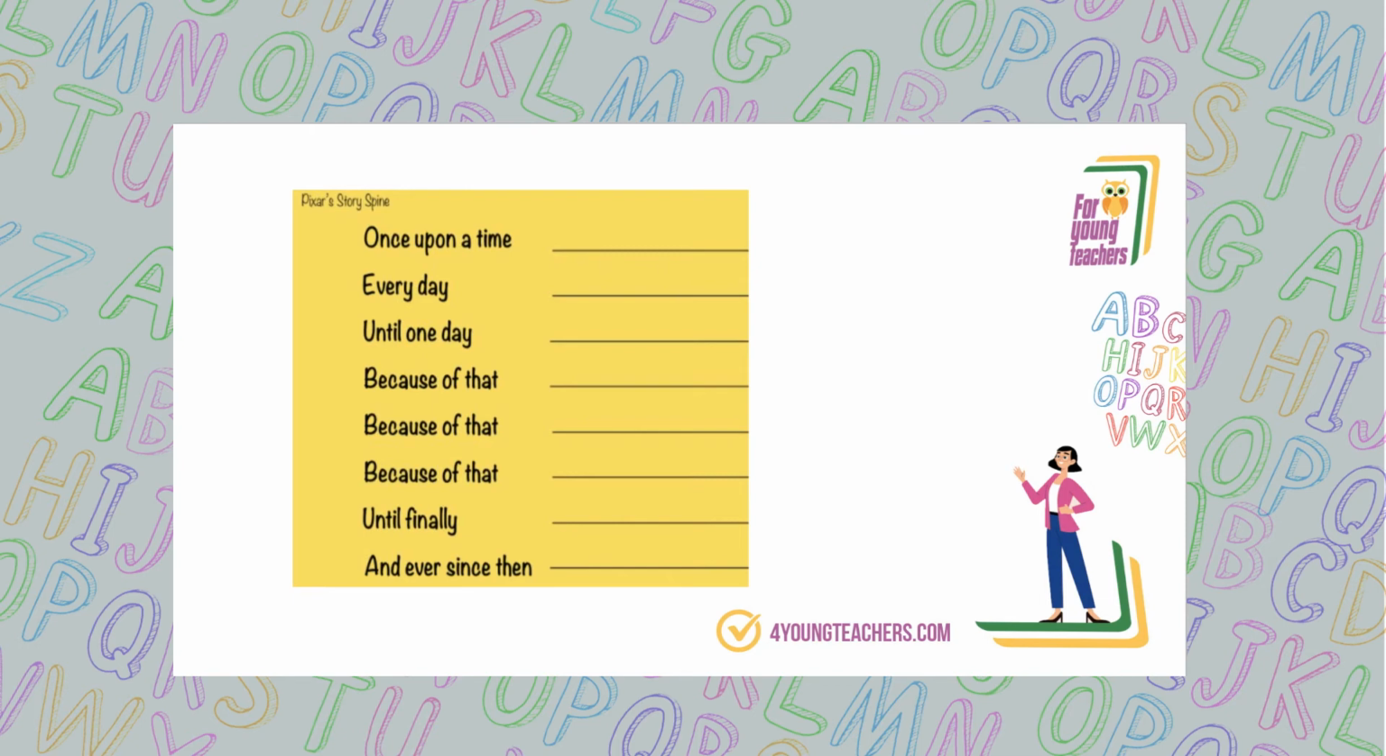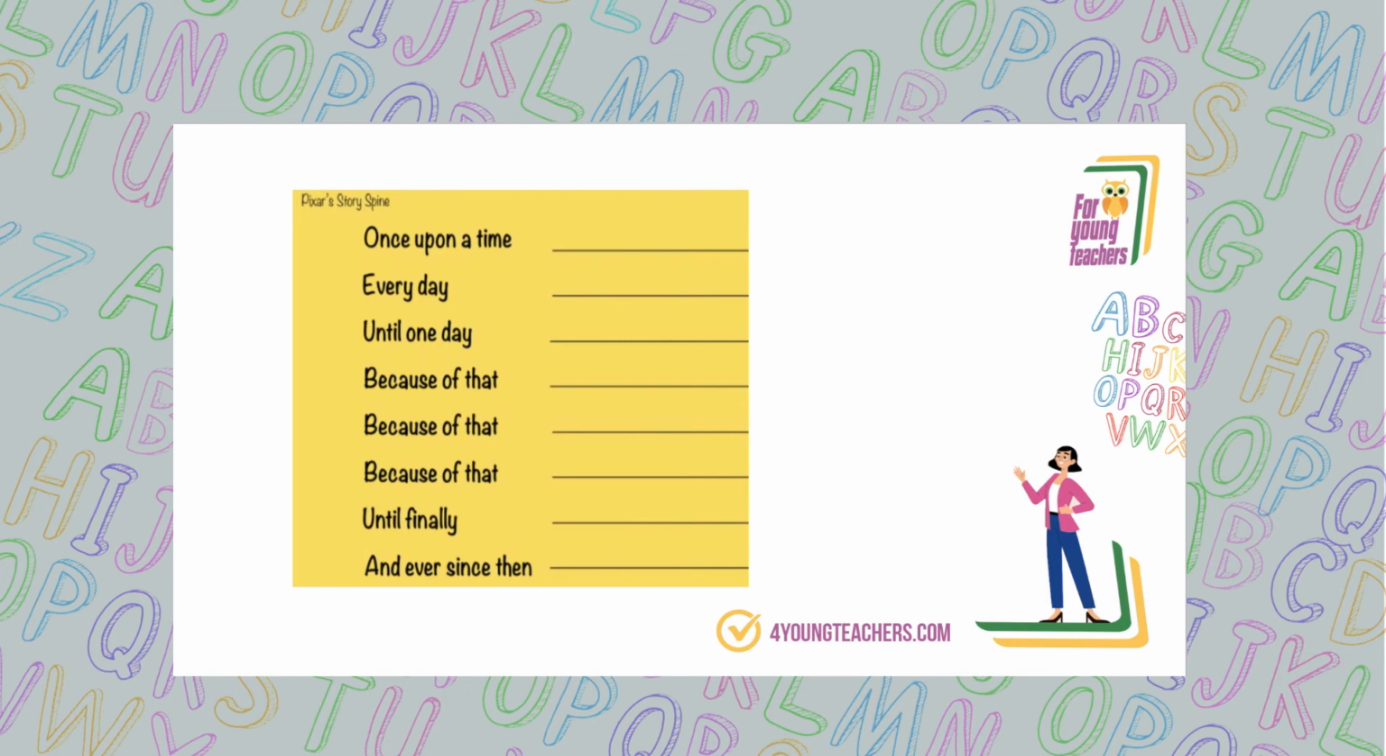Until one day, something happens to the character's life. It forces them to do something different. It could be an incident or a discovery, and it leads to changes in their life. Because of that, they start their journey because of the above incident and begin the pursuit of his or her goal.